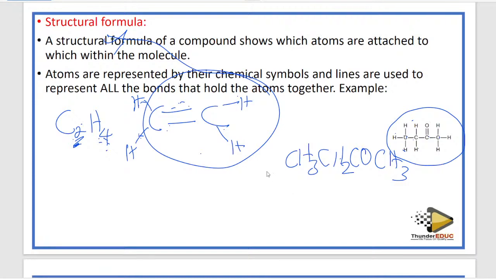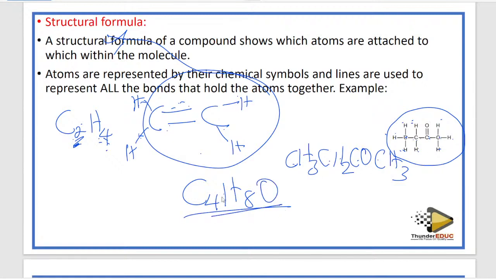Molecular formula of that, I can write it how? I can write it by saying, how many carbons do I have here? 1, 2, 3, 4. Say C4. How many hydrogens do I have? Let me start from here: 1, 2, 3, 4, 5, 6, 7, 8. I write hydrogen 8. How many oxygen do I have? It's 1.